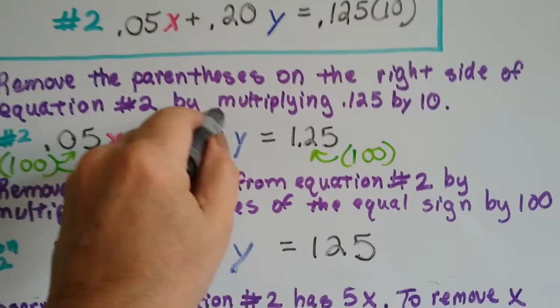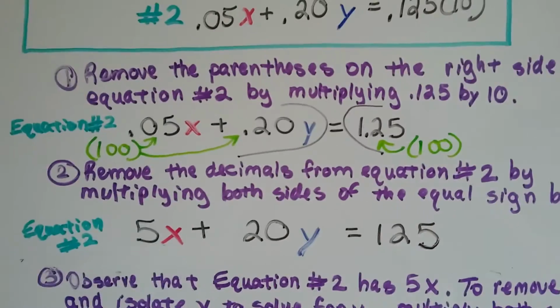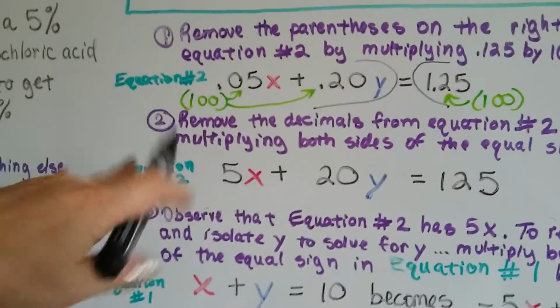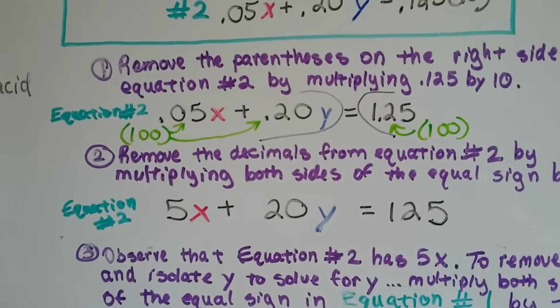So we multiply this side of the equal sign by 100, and we multiply this side of the equal sign by 100. So remember, it's like a scale. Our equations are like a scale, and we want them to balance. Whatever we do to one side, we have to do to the other side, okay?